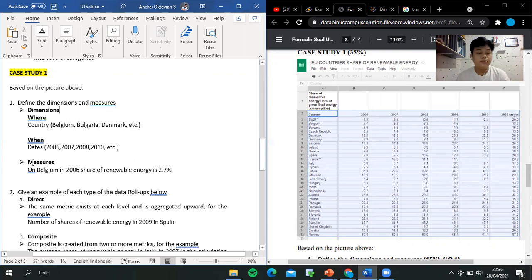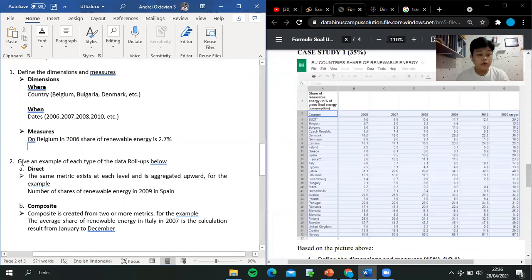The difference is that measures are quantitative values that can be measured. For example, in Belgium in 2006, the share of renewable energy is 2.7%. And the second question is to give an example of each type of the data roll-ups below.